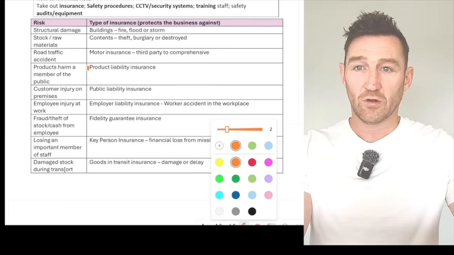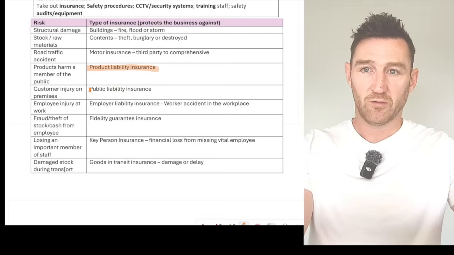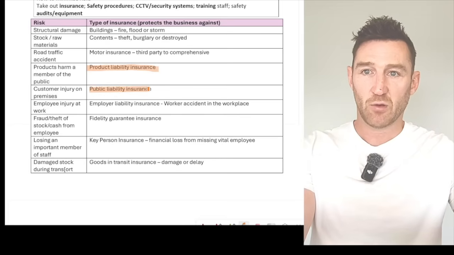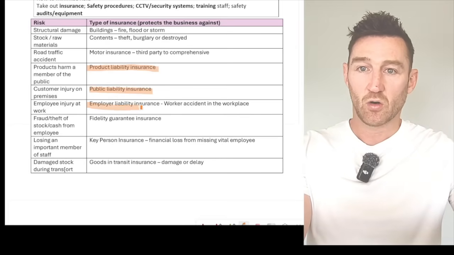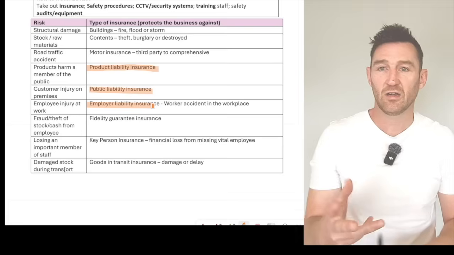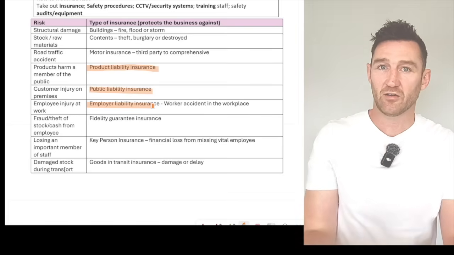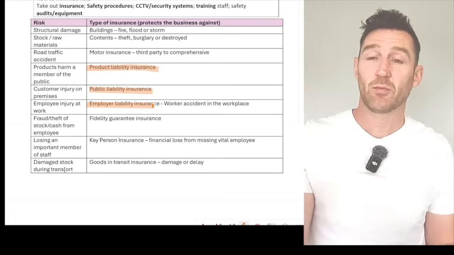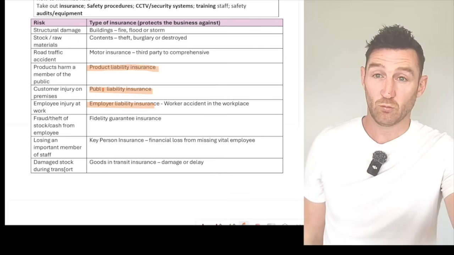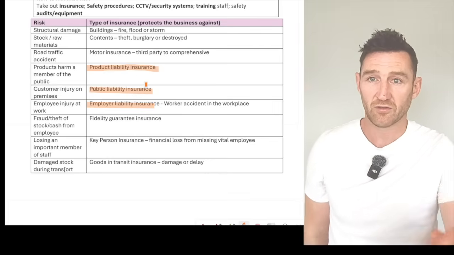You needed to have one of these three, they were compulsory. You needed to have product liability, public liability, or employer liability insurance. So they're certainly the three most important. And any question that asks you to outline types of insurance, and it generally asks for a particular type of business, I would certainly be giving at least one of these. These are the three most important.